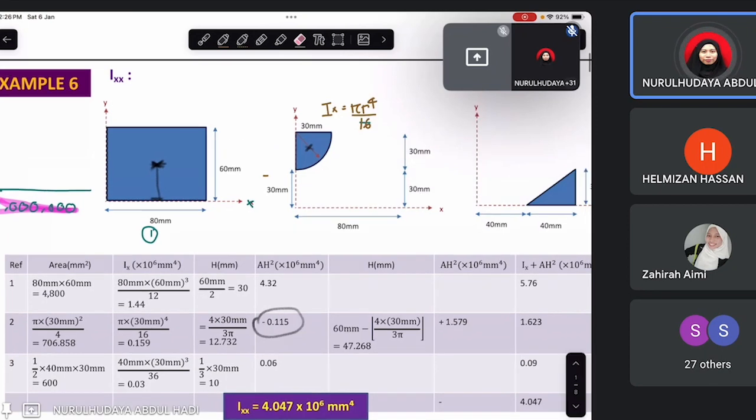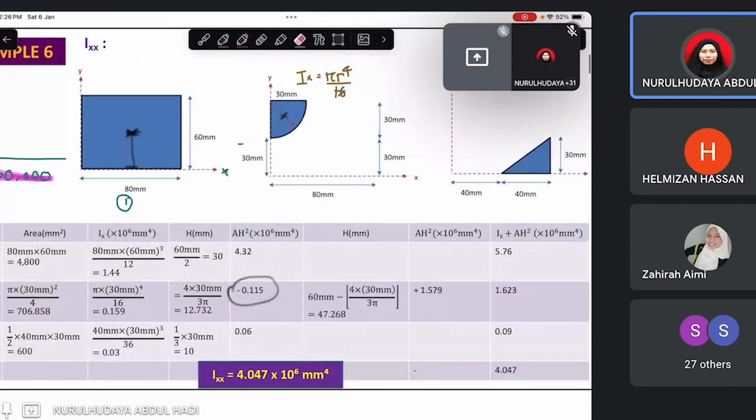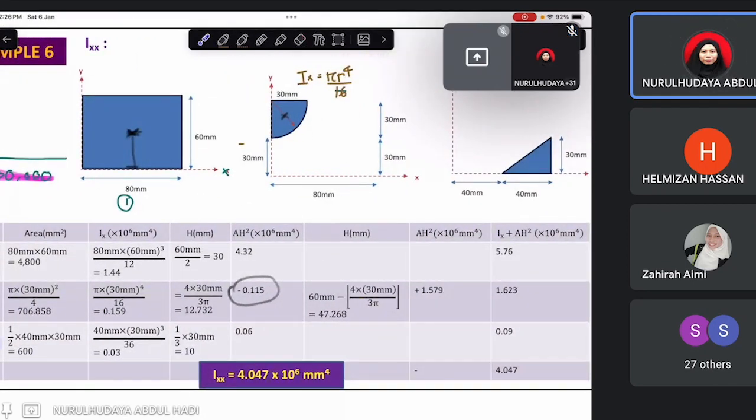We have the other one, the last one. Our shape, which is the triangle, that we have to minus because we want to subtract this triangle later on. So its area is half times 40 times 30. Okay. And next we want to calculate its Ix.